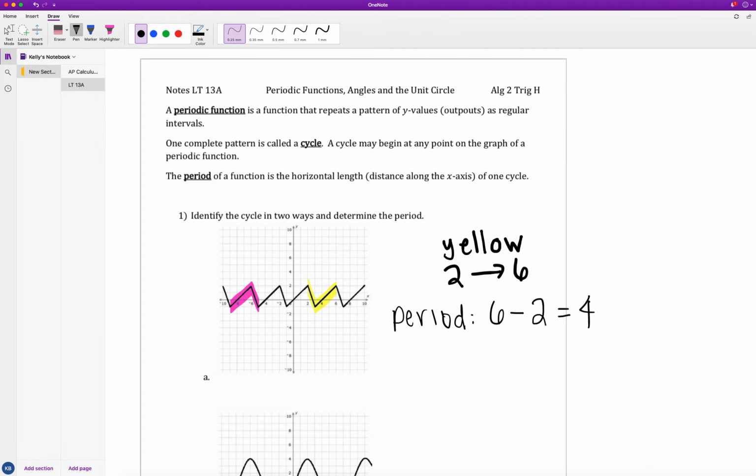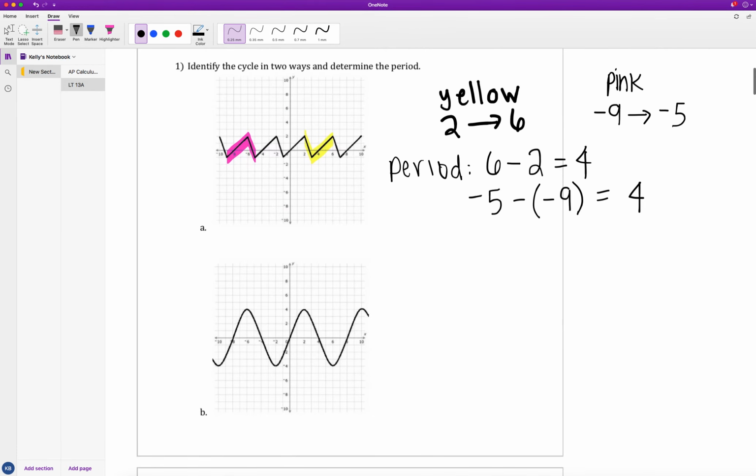Since these are both representing the same cycle, they should have the same period length. If I go over here to this pink one, we're starting at -9. So if I'm looking at the pink version instead, we're going from -9 all the way to -5. To calculate the period, it'd be my final, which is -5, minus my initial, which is -9. So I end up with -5 plus 9, which also gives me 4. Regardless of which way we computed the cycle, the period length is still the same.